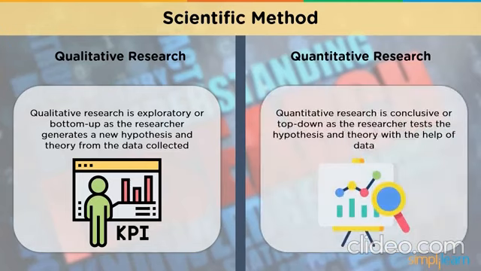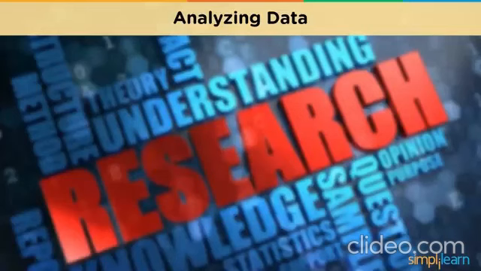Quantitative research is conclusive and follows a top-down approach as the researcher tests the hypothesis and theory with the help of data. It is applied to generate findings that are particularly useful in reaching conclusions or decision making. The findings of conclusive studies usually have specific uses. Conclusive research design provides a way to verify and quantify findings of exploratory studies.